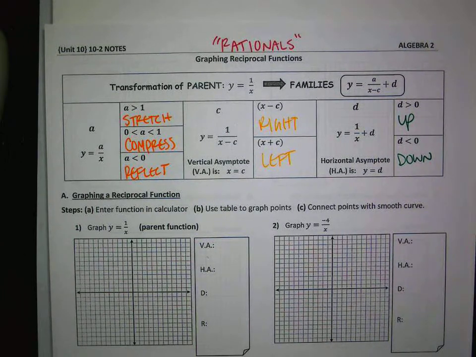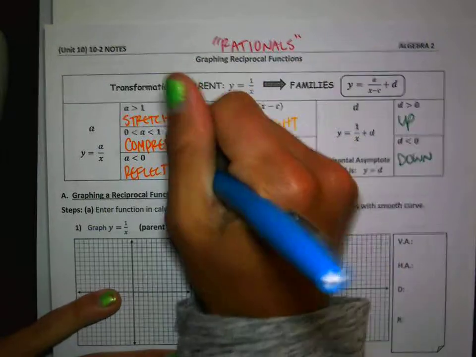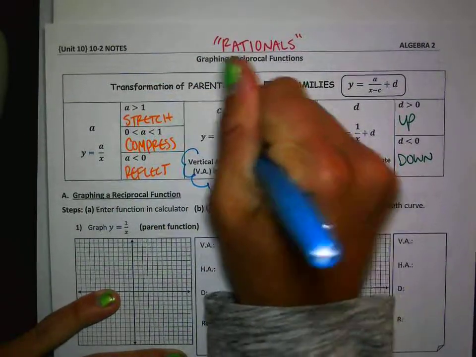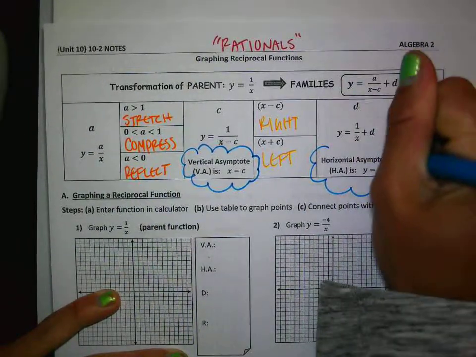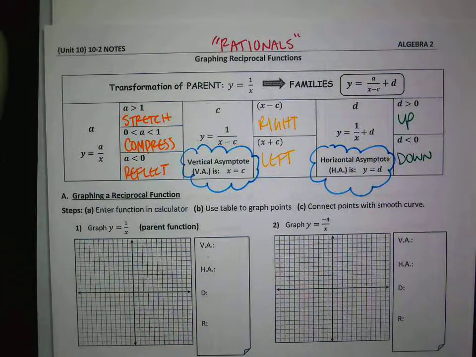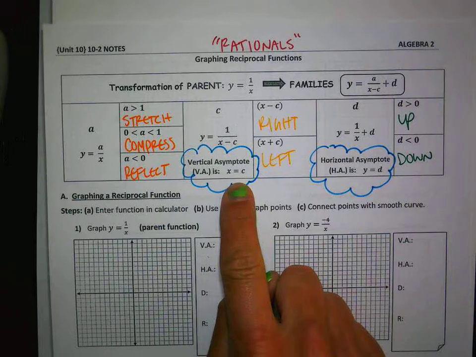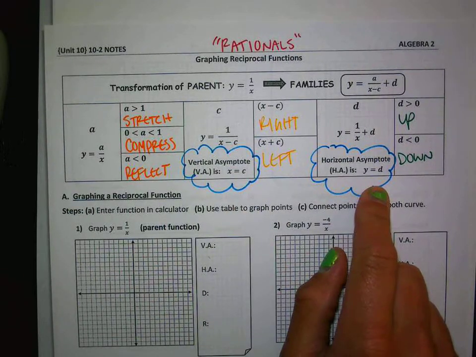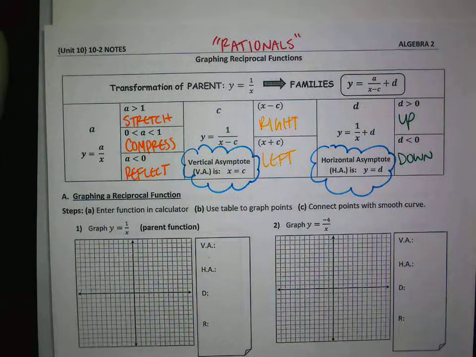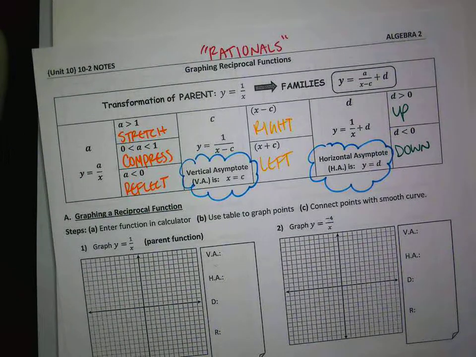Now, the one thing that these rational functions have that we haven't seen before are the asymptotes. So it's going to have a vertical and a horizontal asymptote. The vertical one is at c. The horizontal one is at d. Do we now have transitional letters? Kind of, yeah.